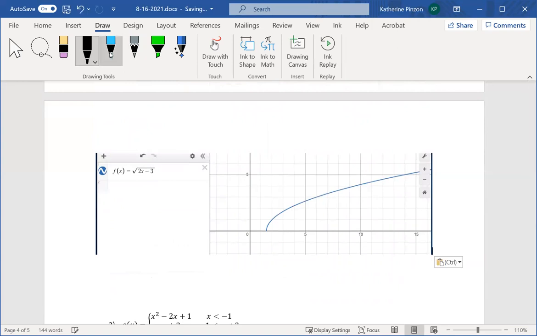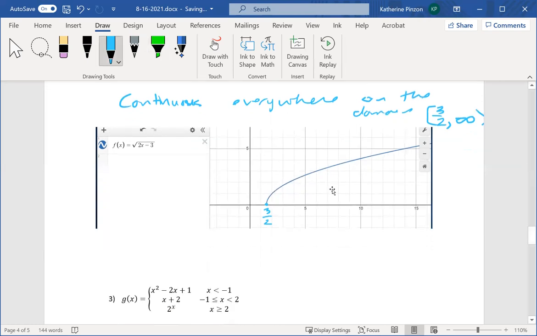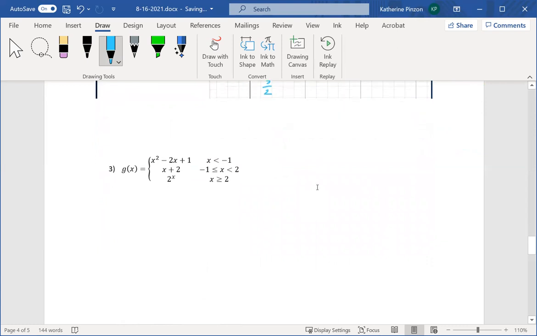Okay, so this guy's continuous everywhere on the domain, which in this case is from 3/2 to infinity, because that point right there is 3/2. So this guy's continuous everywhere. He has no jumps, no breaks, no holes, he's got nothing bad. Okay, let's talk about this guy.